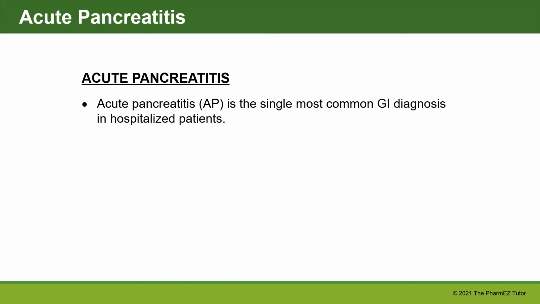Let's move on and talk about delivering nutrition in acute pancreatitis. Acute pancreatitis is the single most common GI diagnosis in hospitalized patients. It's the 5th leading cause of hospital deaths.